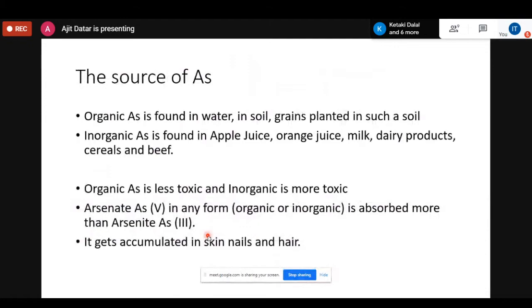The source of arsenic could be organic arsenic found in water, or it could be elemental arsenic in some valence state. It is found in apple juice, orange juice, milk, dairy products, cereals, and beef as inorganic. Organic arsenic is found in water, in soil, and in grains planted in such soil. Organic arsenic is less toxic and inorganic is more toxic, and it is generally arsenate as 5 valence state or arsenite as 3 valence state, and it gets accumulated in skin, nails, and hair.